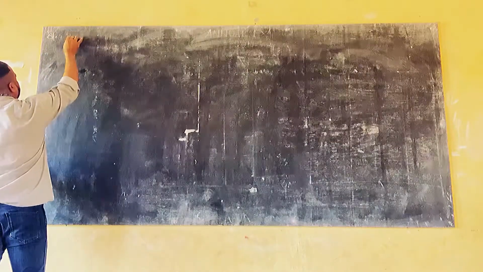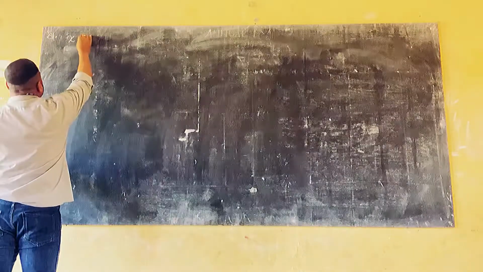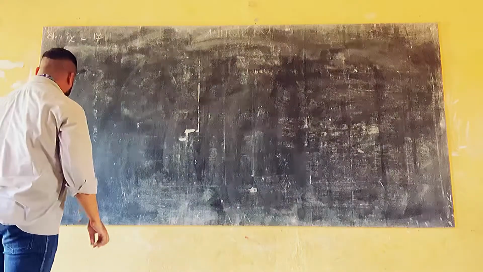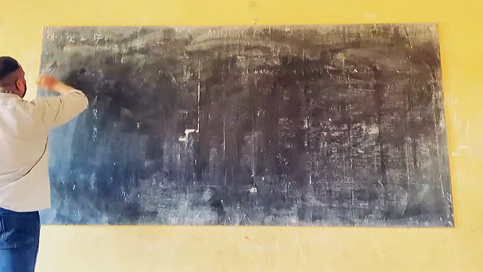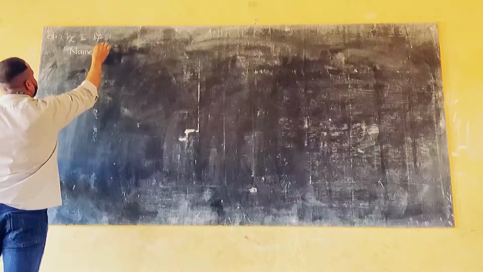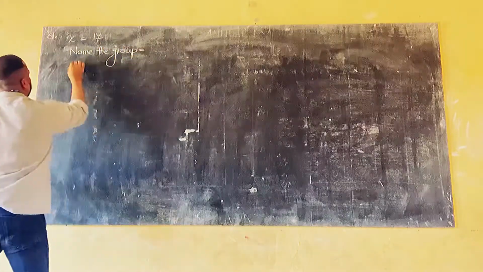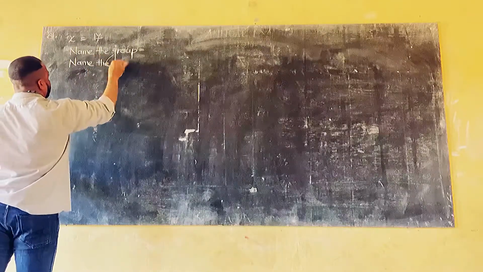Let us assume the element is X and its atomic number is 17. You have to tell the name of the group and the period. Okay, so you have to name the group and name the period. Done.